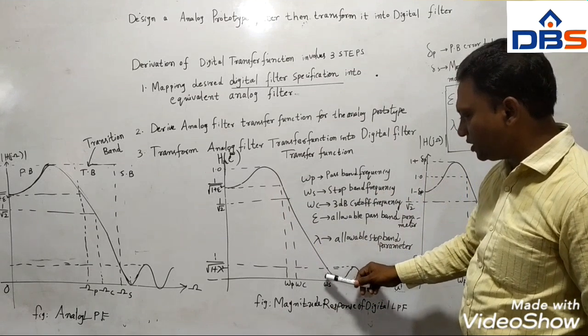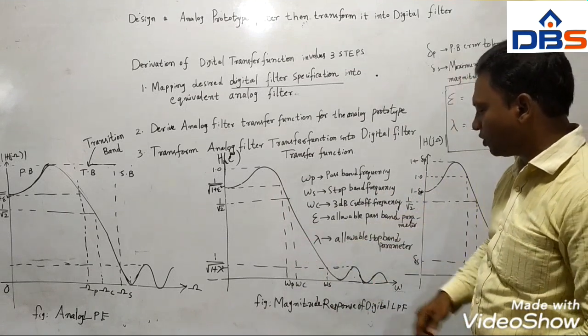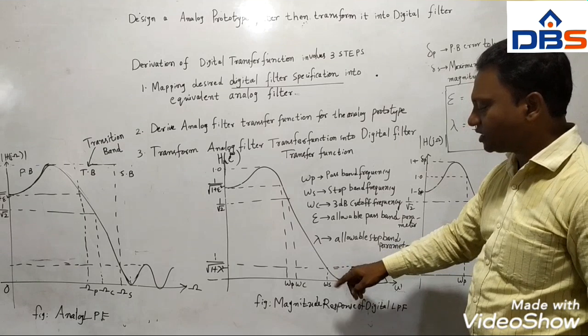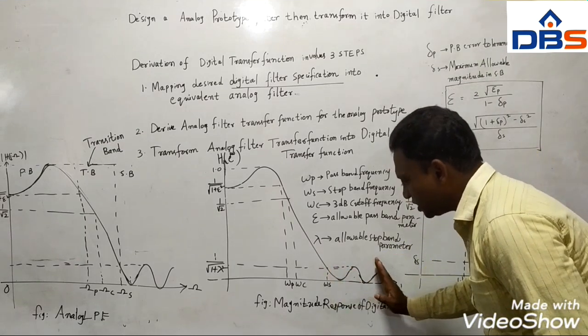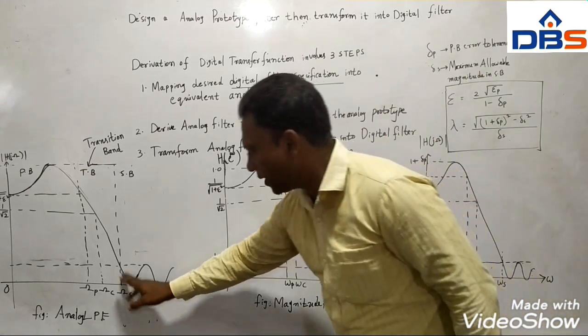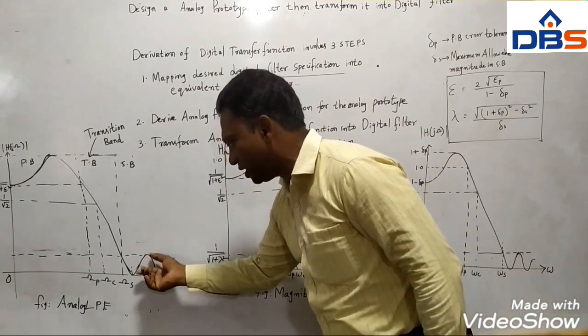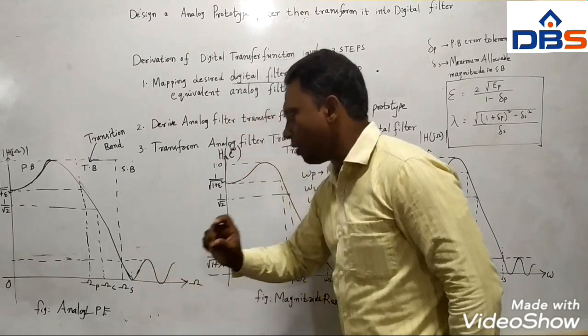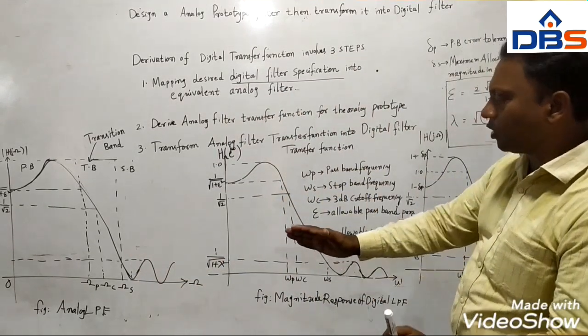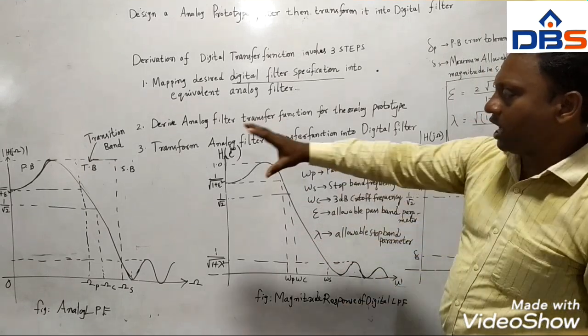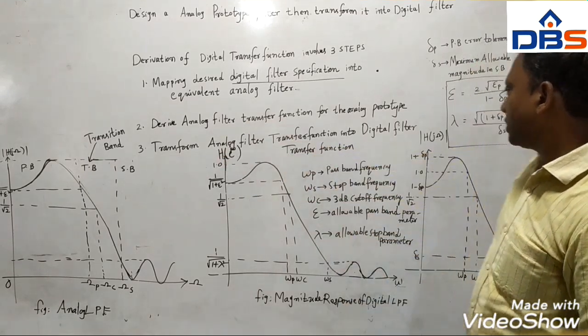And this point where this 1 by under root 1 plus lambda square cuts this magnitude plot is called omega s. That omega s is a stop band frequency, which means above this it is a stop band. Here also omega s is a stop band. Above this it is a stop band, but this is allowable stop band ripples. Here also it is allowable stop band ripples. So therefore we have to transform the analog filter transfer function into the digital filter transfer function.